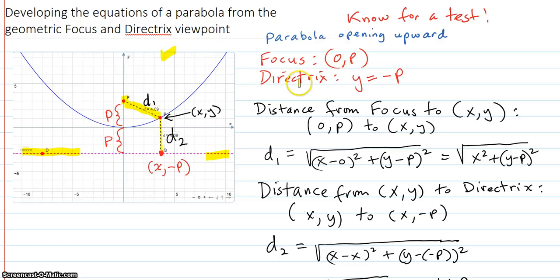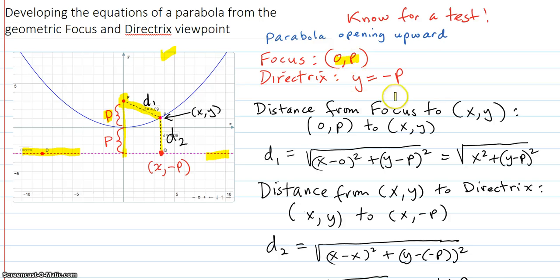Okay, P is the defining distance, where 2P is from the focus to the directrix. So it's P from the vertex to the focus and P from the vertex to the directrix. On this drawing, in this orientation, the focus is at (0, p). And the directrix is the line y equals negative p down here. Y equals negative p.